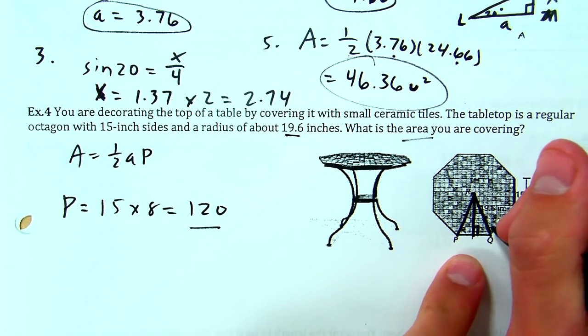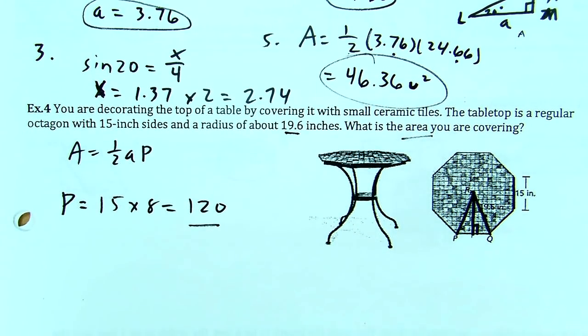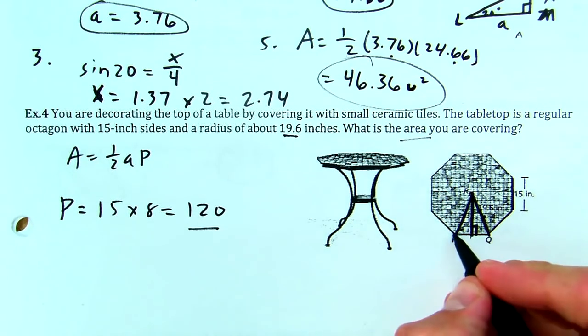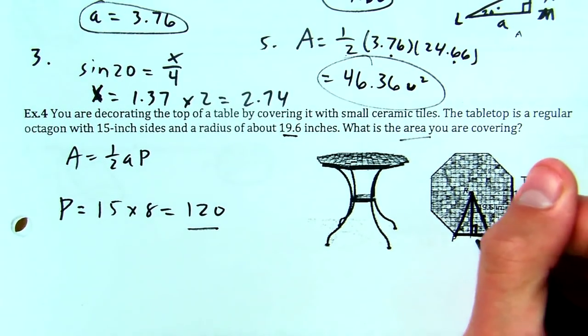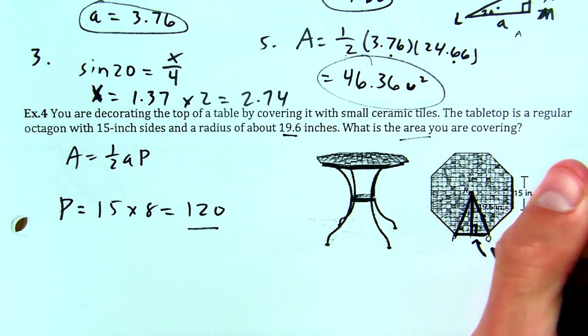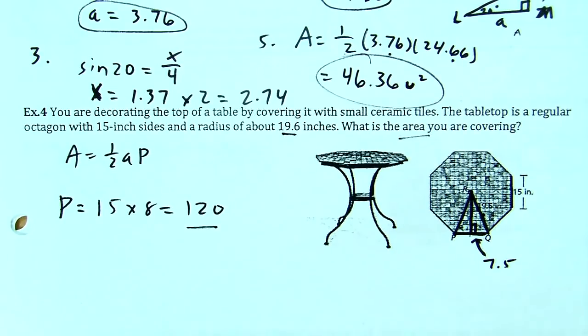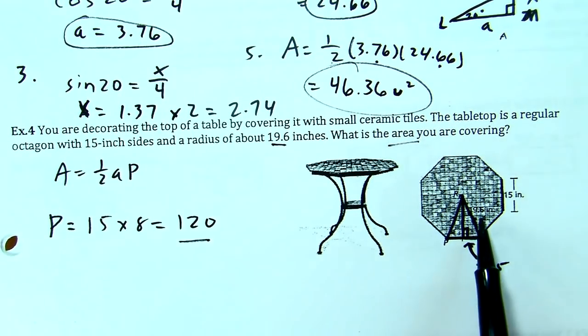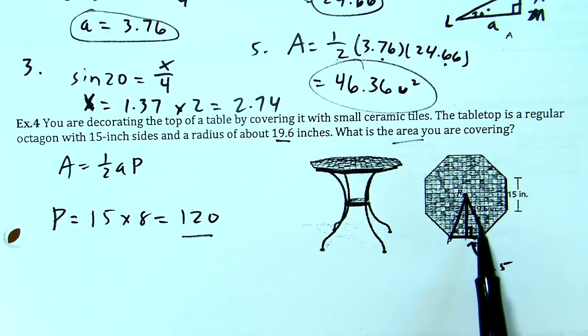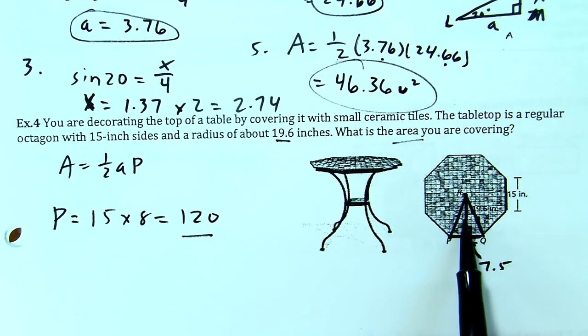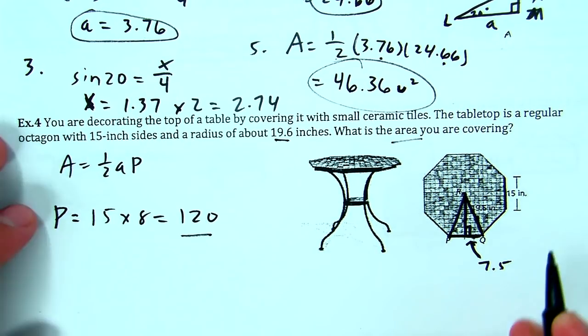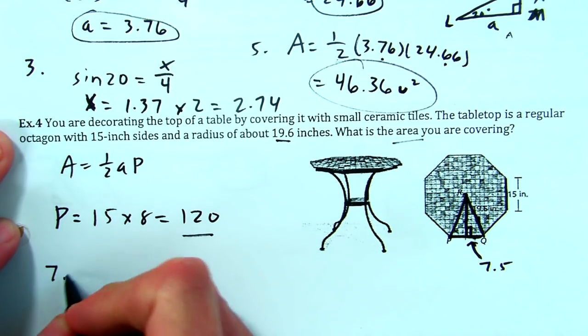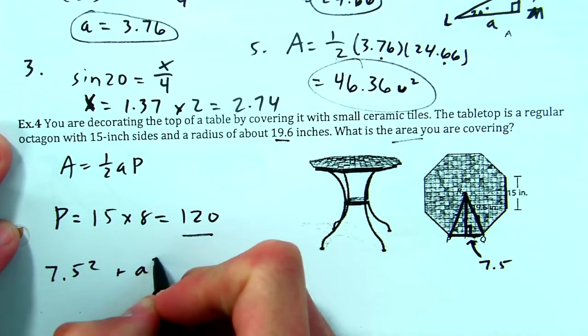So if the whole side is 15, cut 15 in half, and then this distance right there would have to be half of 15, which is 7.5. And I know that this hypotenuse over here is 19.6. So I know this is 7.5, I know this is 19.6. To solve for the apothem, that's the third side in a right triangle. To solve for a third side in a right triangle, you can always use the Pythagorean theorem.